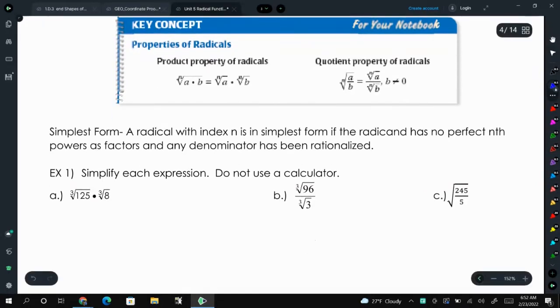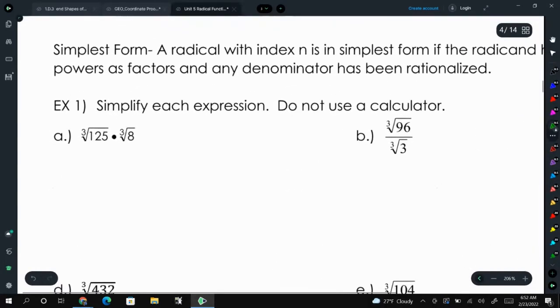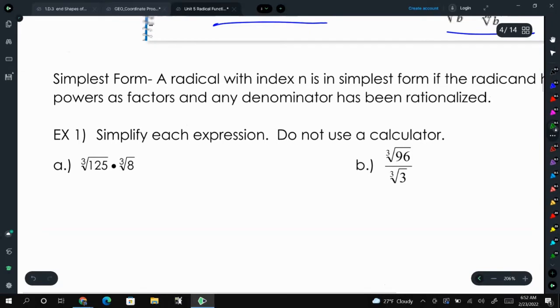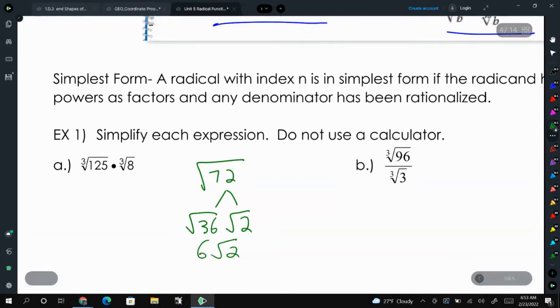So if you look down here, we have all these properties from before where you can break things up with multiplication or division. If we look at our examples down here, what you'll notice is that they have different roots. So this is a third root. Like I was saying, the square root of 72, we broke this up into 36 and 2 because 36 is a perfect square that we could take the square root of and make a simplified radical.